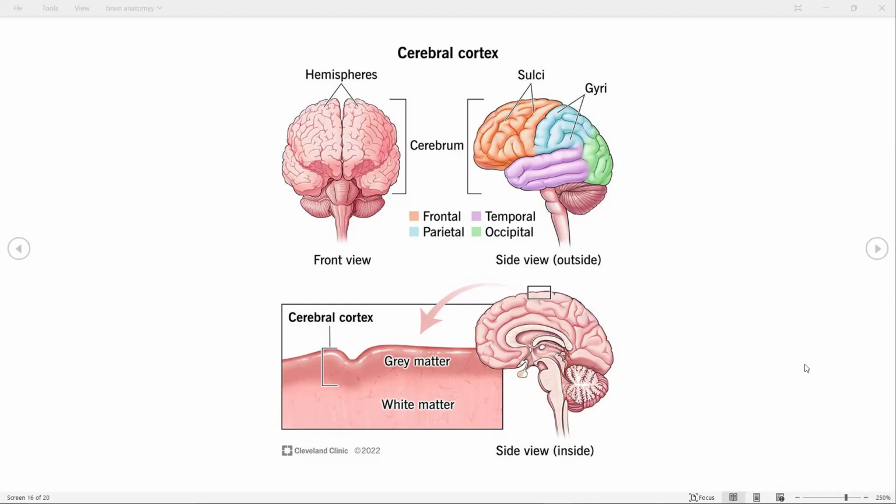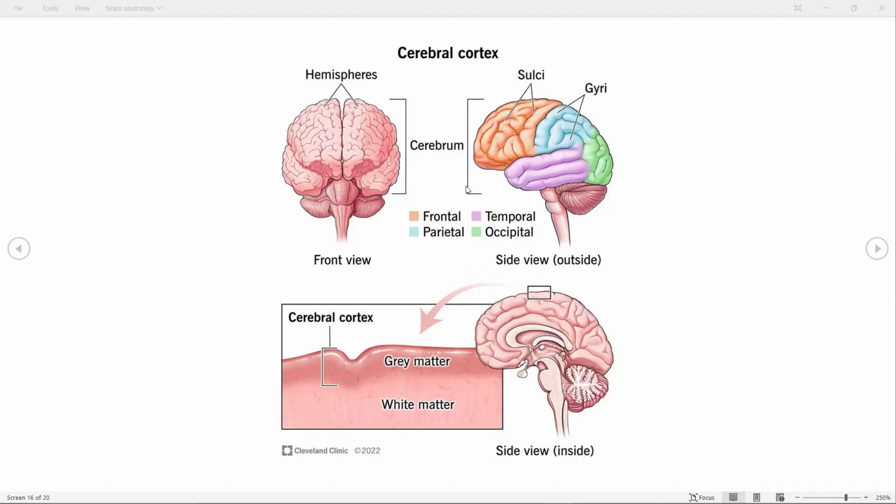Today we're going to discuss the basic structures of the brain. In the previous videos we mentioned a lot about the lobes. The brain has 4 lobes: parietal, occipital, temporal, frontal. So lobes are basically part of the cerebrum, which is right here, cerebrum.